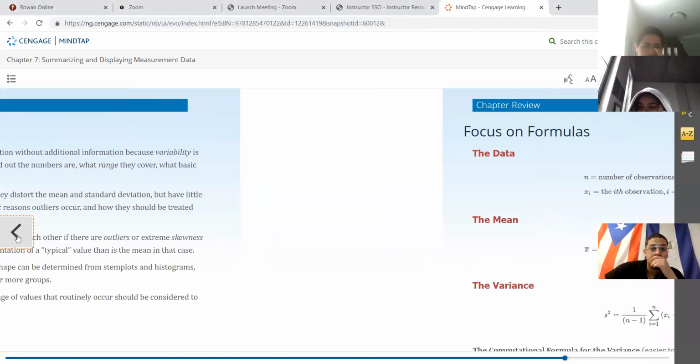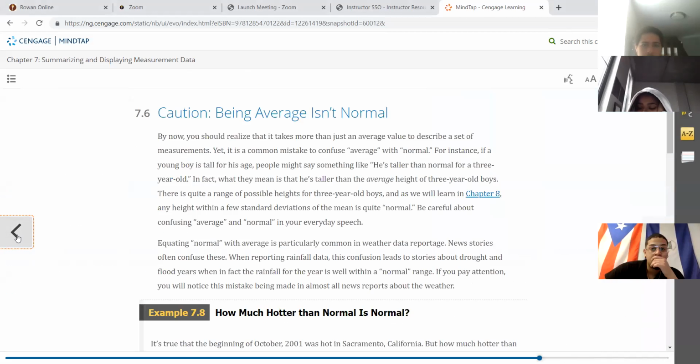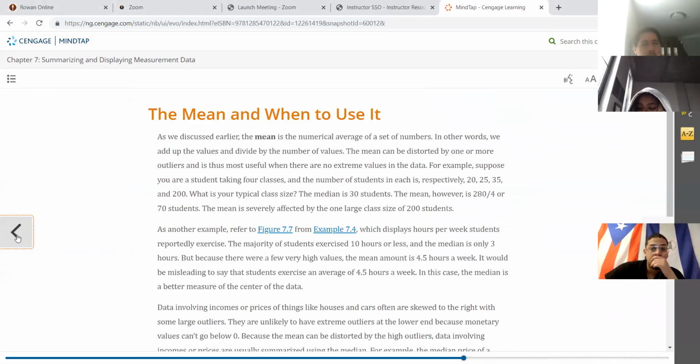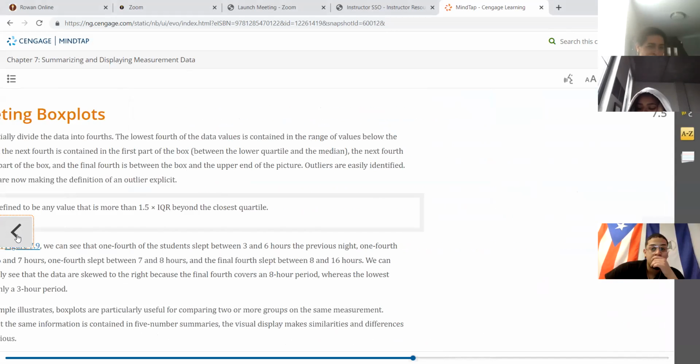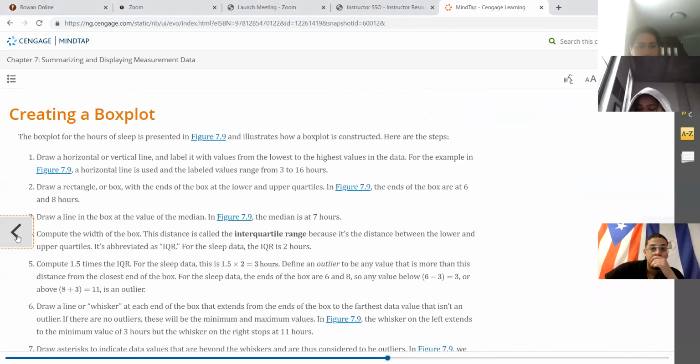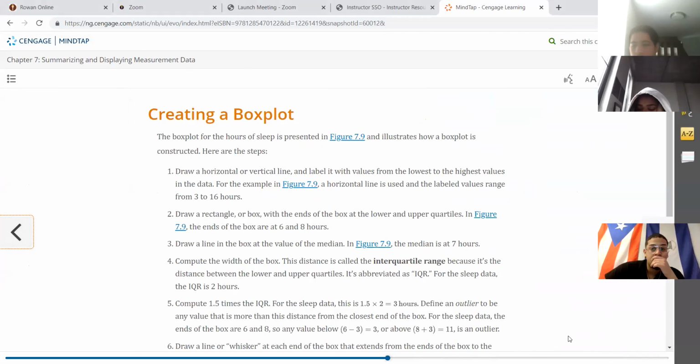All right, so let's look at a box plot. Let's just take a quick look at one. And also, let's take a look at what the box plot helps us do. Here we go. Let's see what one looks like.